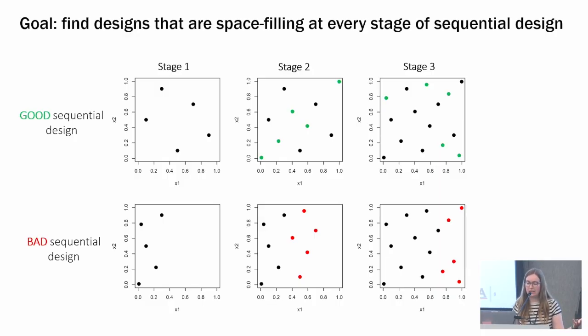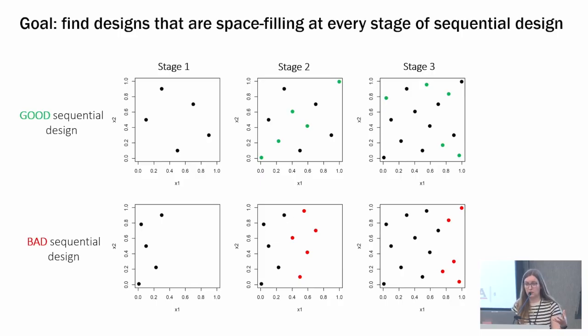But the whole idea of sequential designs is that we could have stopped at any one of these stages. So we want to make sure that if we were to stop at stage 1, we are still covering the operational space that we are looking at. And that's why we want to find sequential space-filling designs.